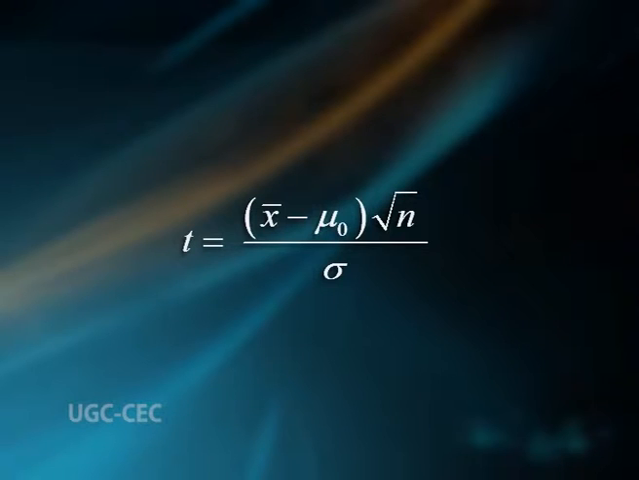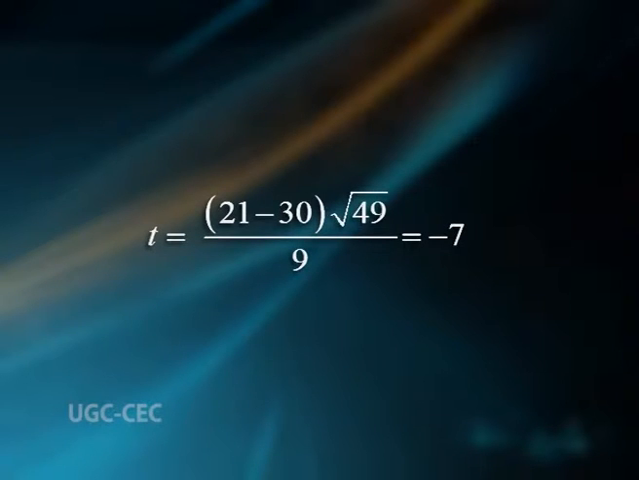Then the test criterion t equal to (x bar minus mu naught) times square root of n divided by sigma. So, here t equal to (21 minus 30) times square root of 49 divided by 9, which is equal to minus 7. Given significance level is 0.05. Hence, from the standard normal table, t alpha equal to 1.65.